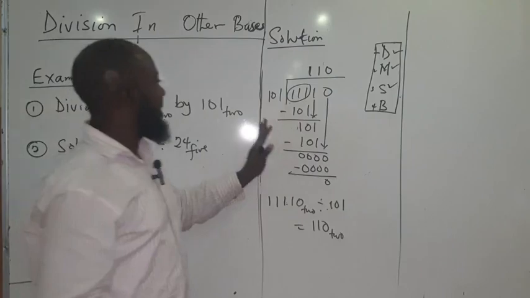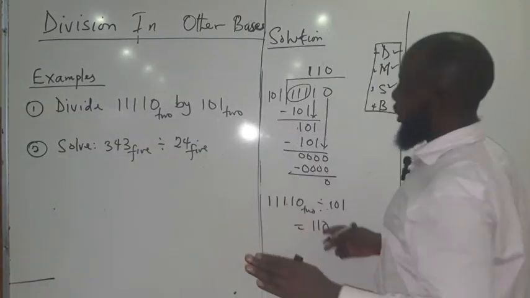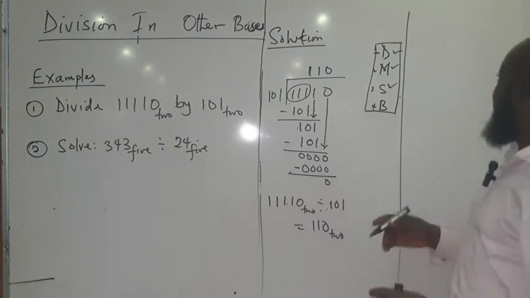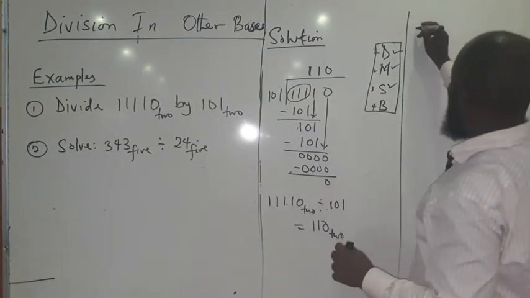The second method is that we're going to convert each of the numbers to base 10 and divide the answers. So let's have it. We have method 2.